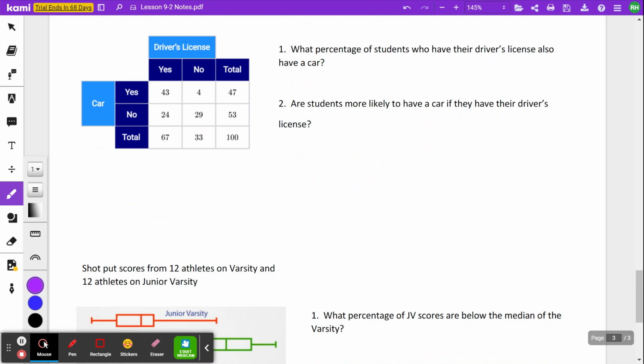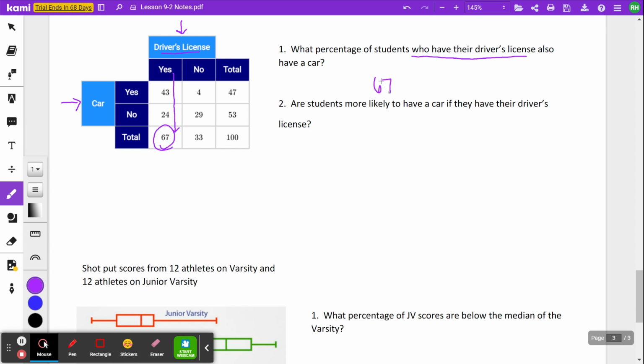So two-way frequency table is next. And again, remember, this is talking about two different parts of data: owning a car and having a driver's license. What percentage of students who have their driver's license, let's stop there, who have their driver's license, driver's license yes, all the way down.